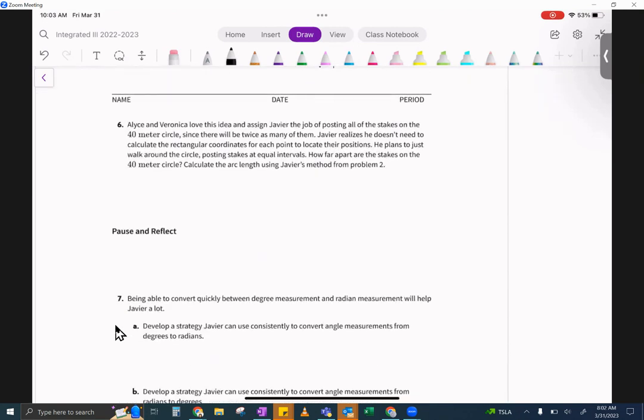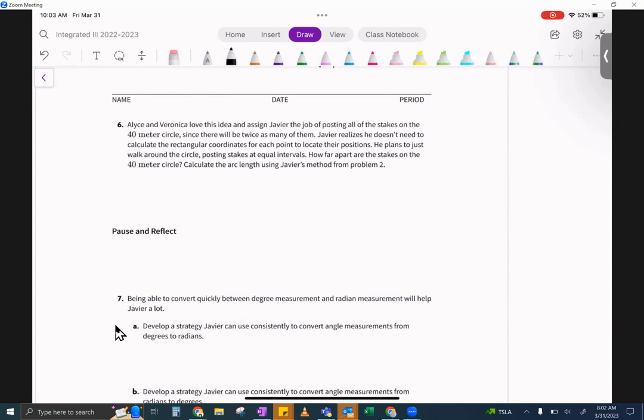So it says, Alice and Veronica love this idea and assign Javier the job of finding out the posts of the 40-meter circle since there will be twice as many of them. Javier realizes he doesn't need to calculate the rectangular coordinates for each point to locate their positions, and he just plans to walk around the circle posting stakes at equal intervals. How far apart are the stakes on the 40-meter circle?